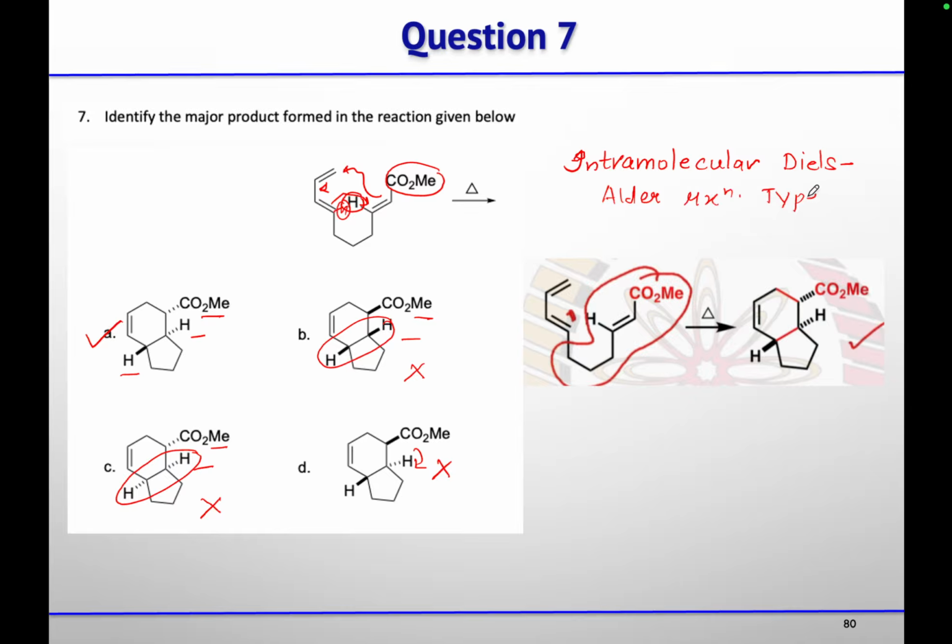Why is it type 1? Because your dienophile is attached at the first carbon of the diene. As we discussed in the last class, if the dienophile is attached at the first carbon of the diene, then it is intramolecular Diels-Alder reaction type 1, IMDA type 1.